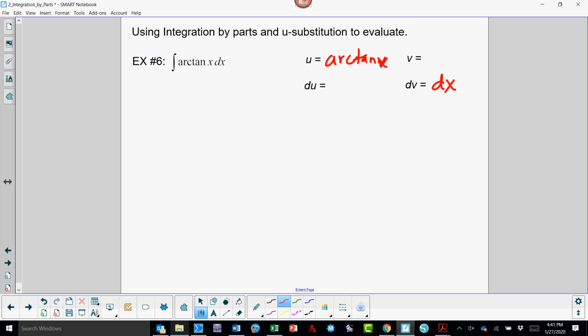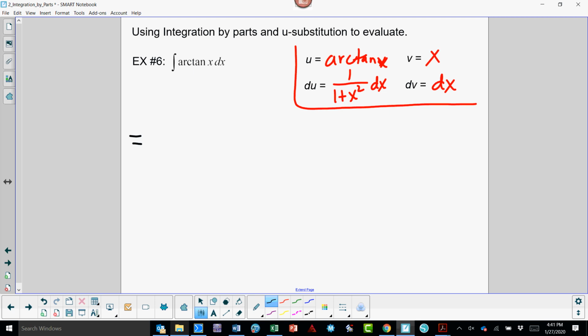Then I need to find du. So again, u equals arctangent of x. The derivative of arctangent is 1 over 1 plus x squared, and then dx. dv equals dx. So if I integrate dx, I get x. So here is my stuff that I need to substitute.